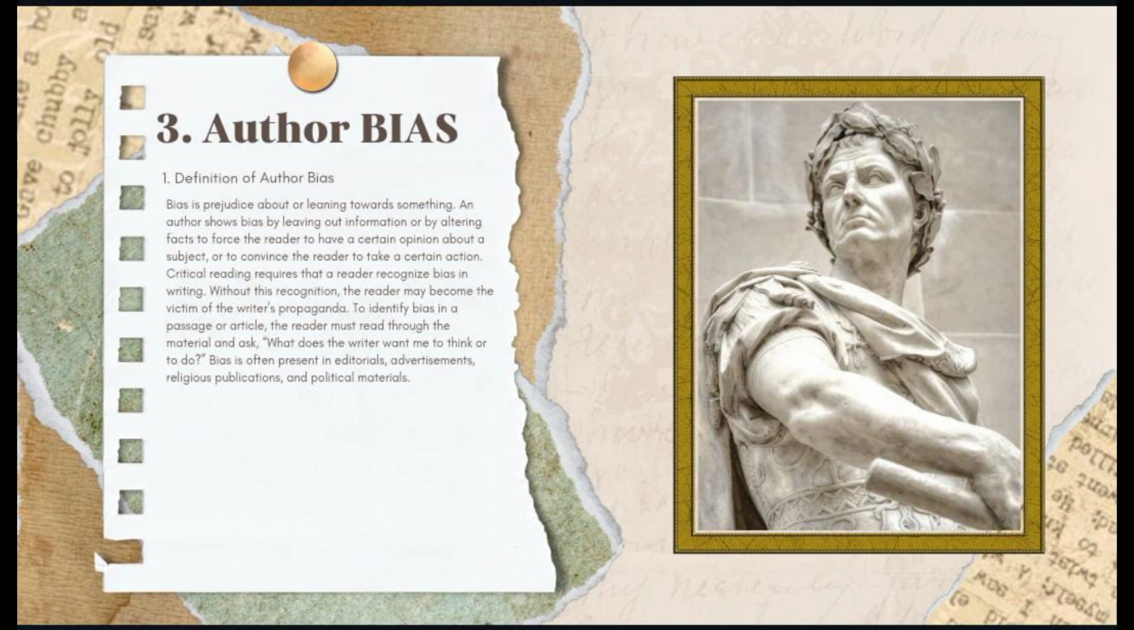Critical reading requires that a reader recognize bias in writing. Without this recognition, the reader may become the victim of the writer's propaganda. To identify bias in a passage or article, the reader must read through the material and ask, what does the writer want me to think or to do?